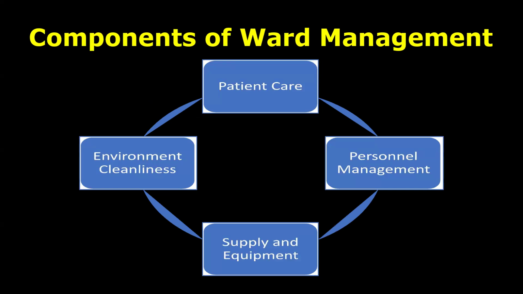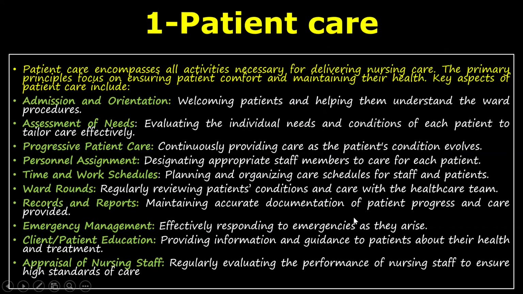Now, components of ward management. When you're talking about ward management, there are 4 things that are involved. Number 1, patient care. Number 2, personnel management. Number 3, supply and environment and equipment. Then lastly, environment cleanliness. So let us start with the first one, patient care.